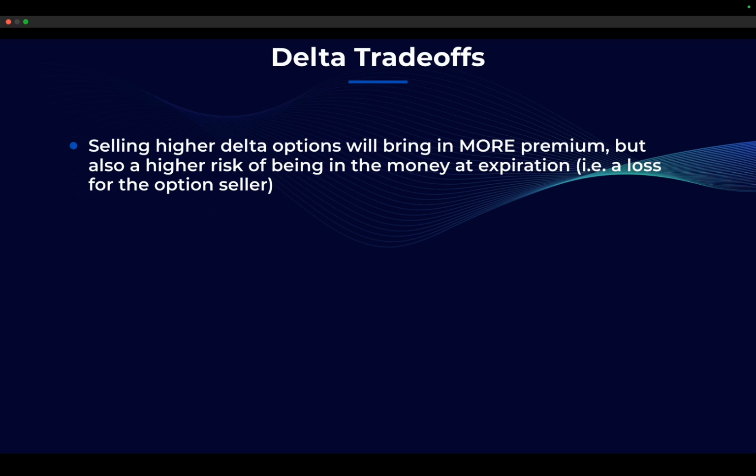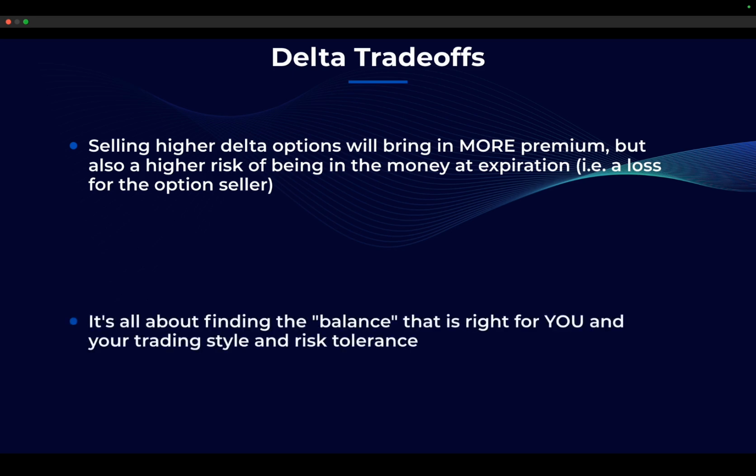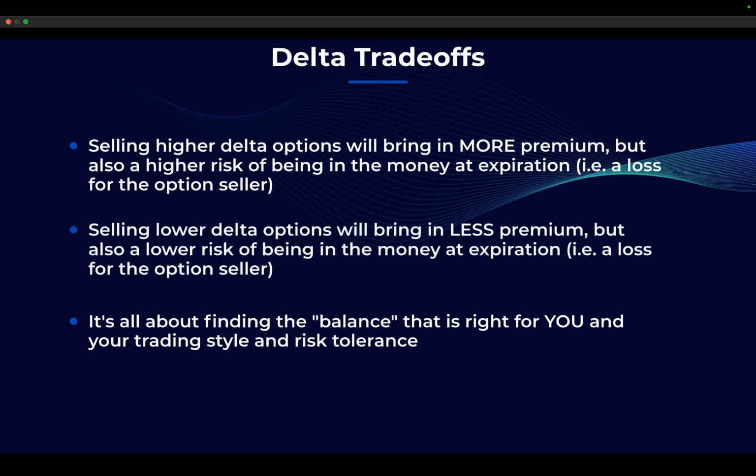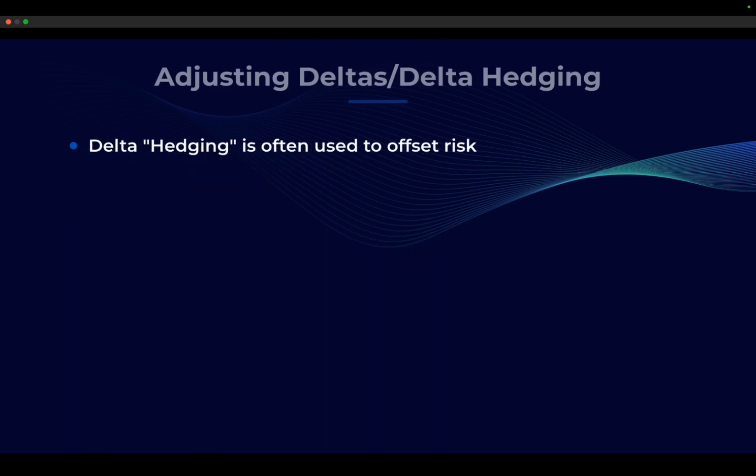In other words, that would be a loss for me. So a 90 delta position, I'm going to bring in a lot of money if I sell that, but again, I've got a 90% chance of that being in the money at the end, so it's a low probability trade. It's all about finding the balance in the trade that's right for you and your trading style. So selling lower delta options will bring in less premium, but also a lower risk of being in the money at the end of the trade at expiration.